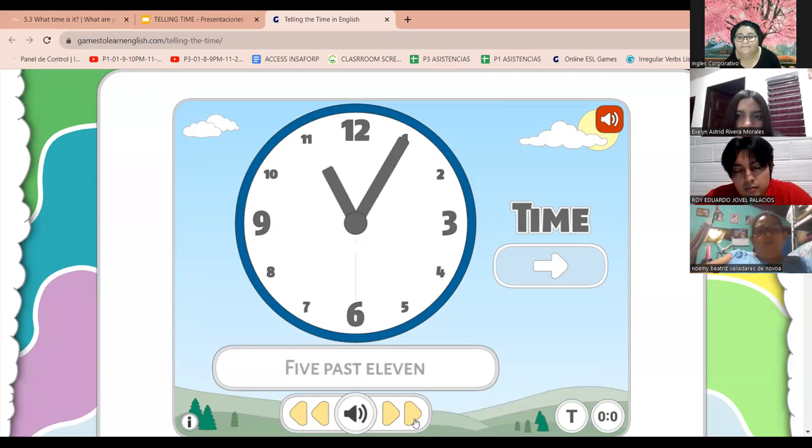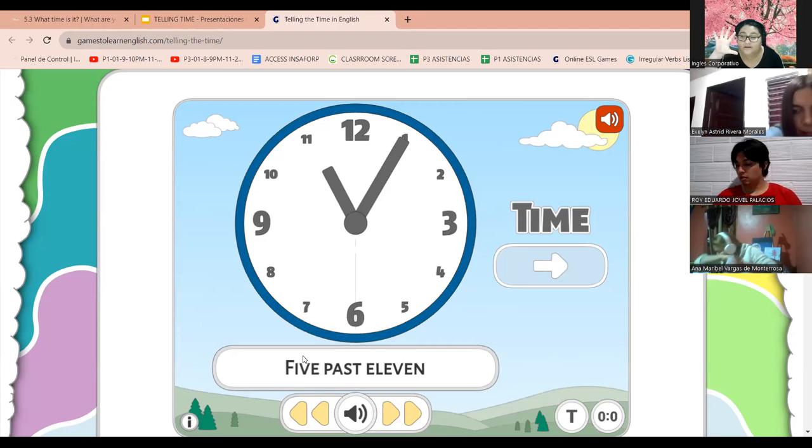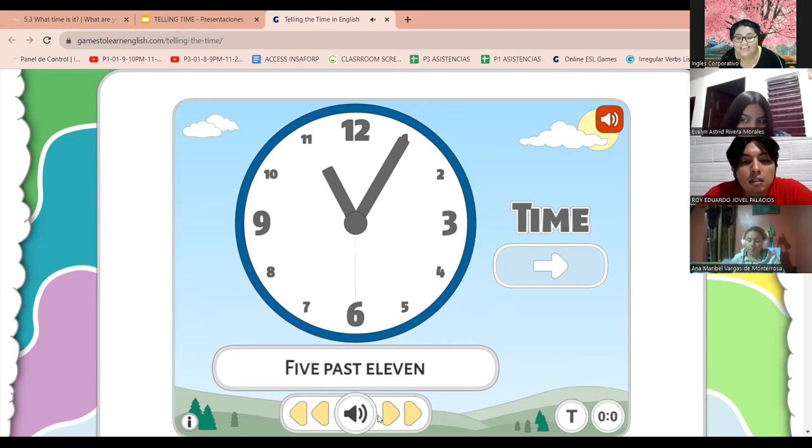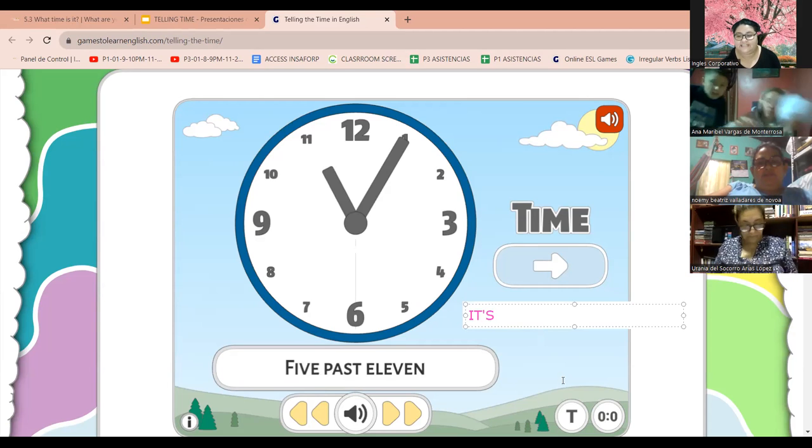And then, what happens if I already have, it's now eleven, and I say it's five past 11. And which word do I use, to or past? Past. Past, right? Son cinco pasadas las 11. It's 5 past 11. It's, and I always have to pronounce the it's. It's 5 past 11. Right, now let's see the next one.